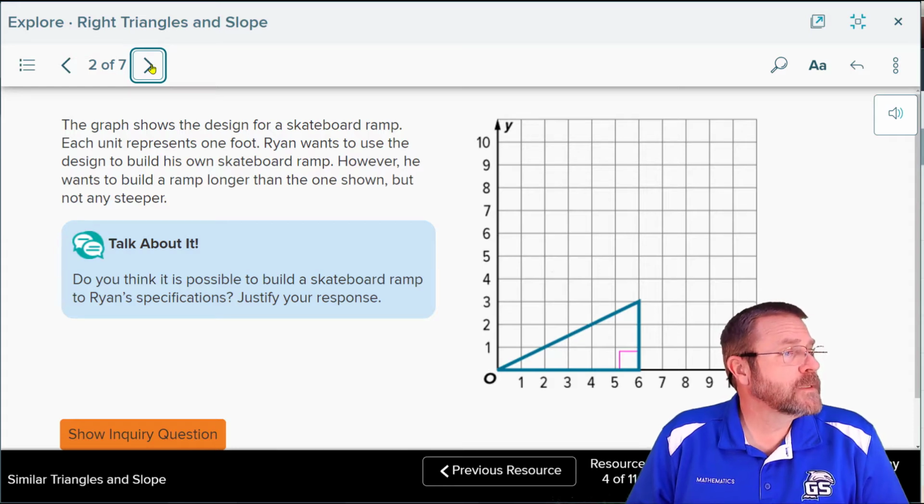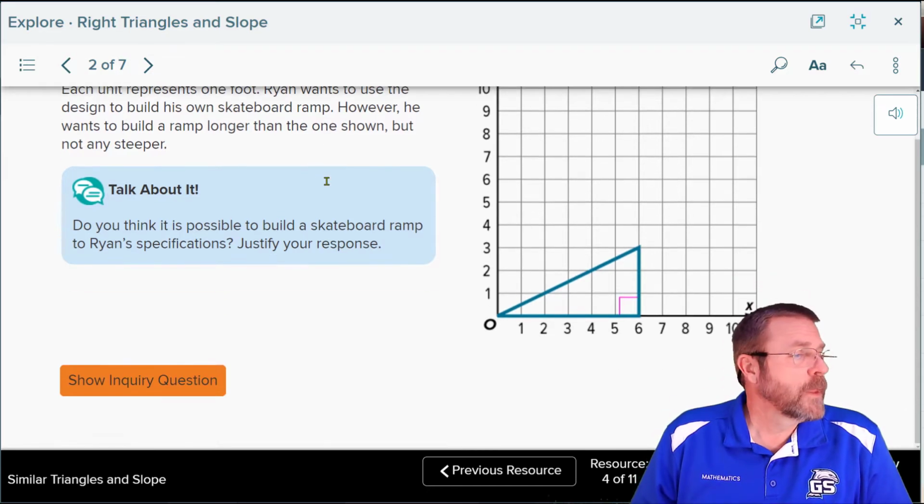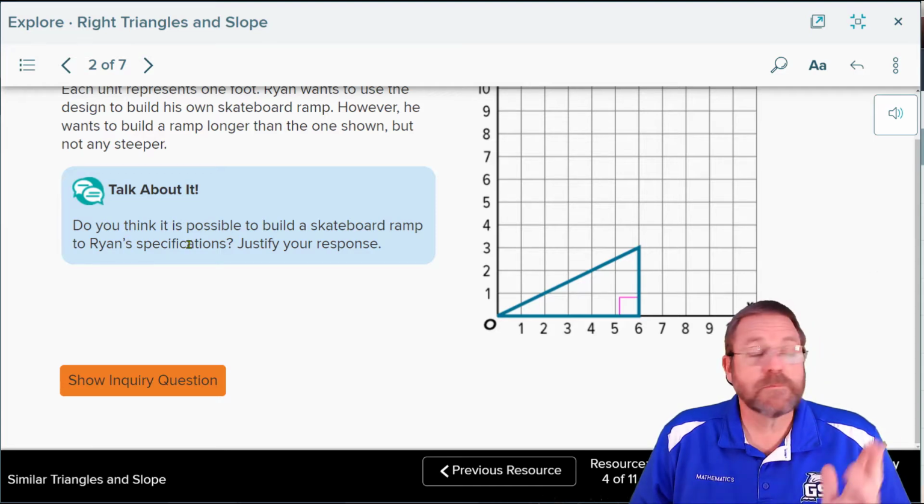The graph shows the designs for a skateboard ramp. Each unit represents 1 foot. Ryan wants to use the design to build his own skateboard ramp. However, he wants the ramp to be longer than the one shown, but not any steeper. Do you think it is possible to build a skateboard ramp to Ryan's expectations?